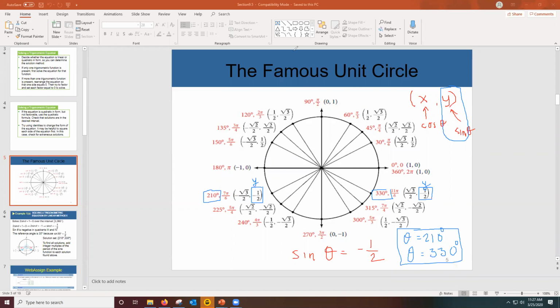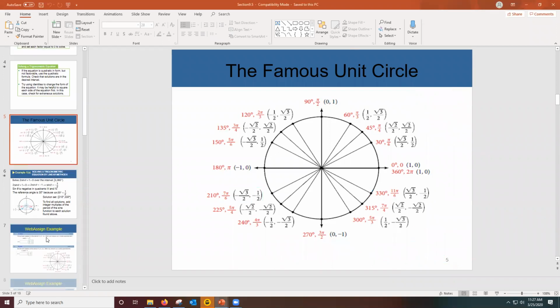I could write the answers in radians if I want. 210 is the same as 7 pi over 6. 330 is the same as 11 pi over 6. WebAssign should take either one of these answers. Totally up to you.